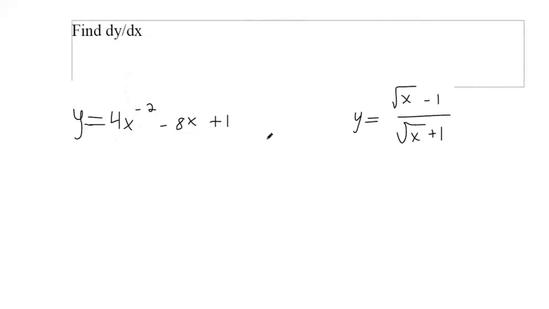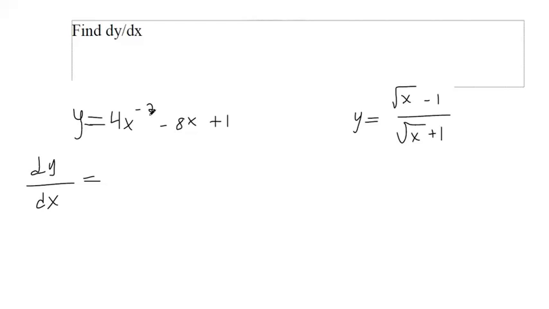...us to find dy dx for each of these equations, so we want to take the derivative with respect to x. So the derivative of y with respect to x. We can just write that. It's like we're taking dx of both sides. The derivative with dx of both sides. The derivative with respect to x of both sides.